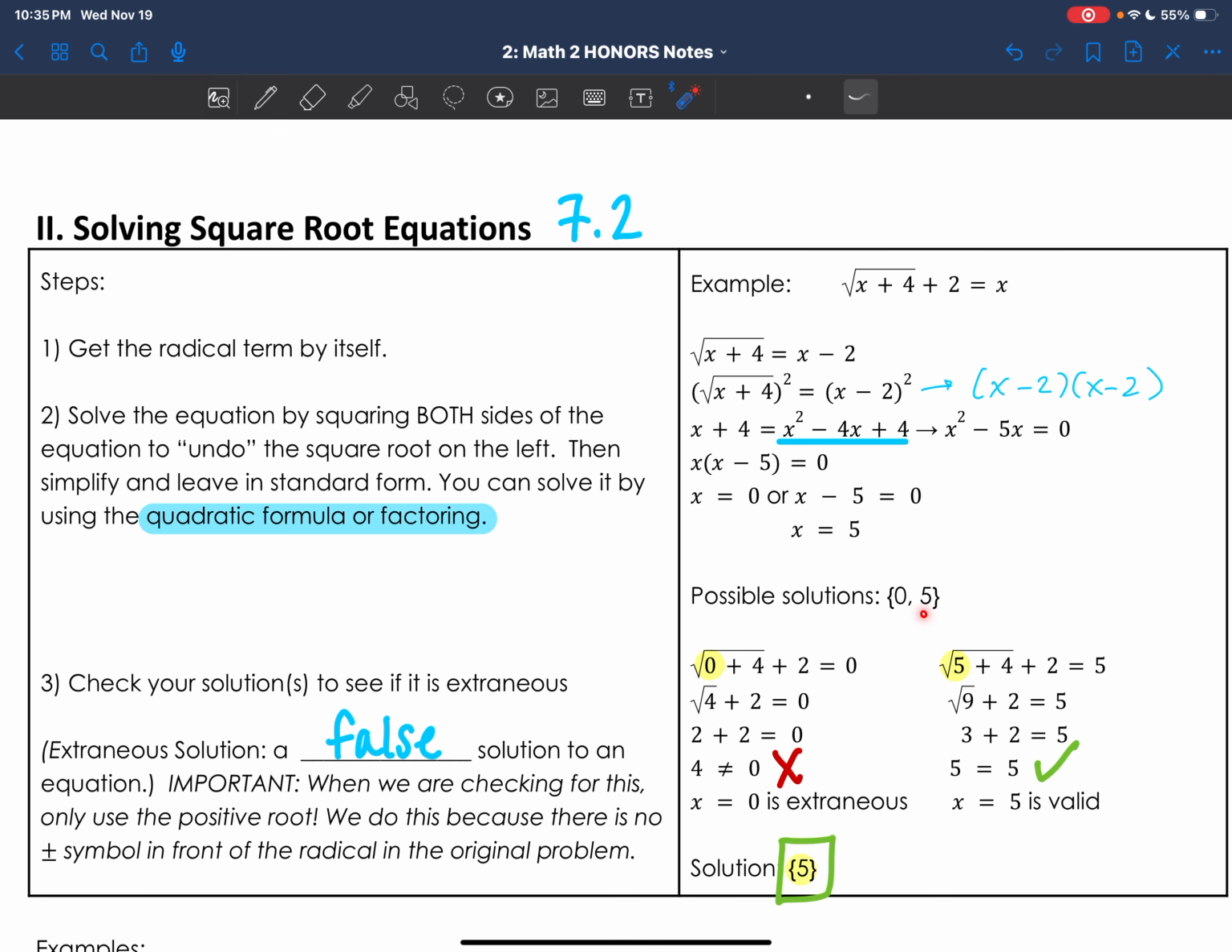So now let's try this solution by substituting that in for x into your original equation. And then you're going to get square root of 9 plus 2 equals 5. So 3 plus 2 equals 5. 5 equals 5. That is true. So therefore, 5 is your solution.